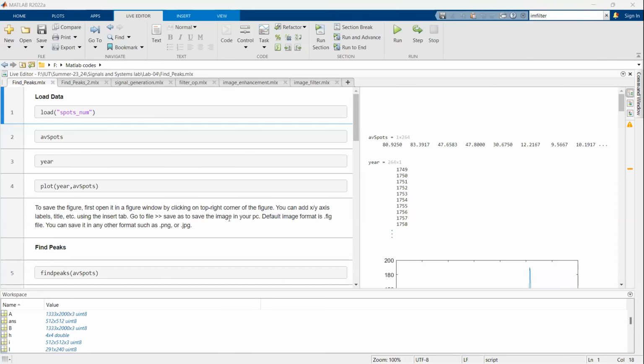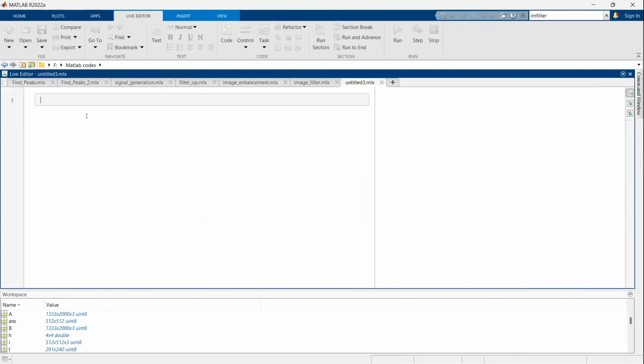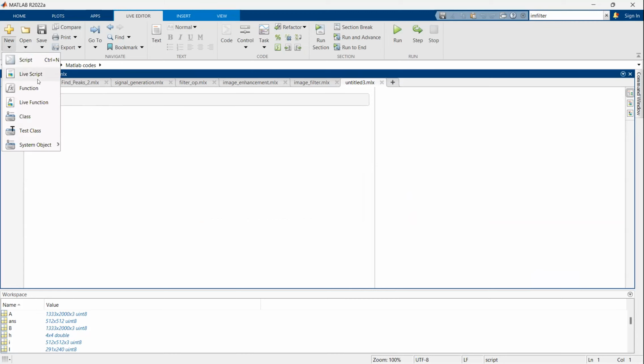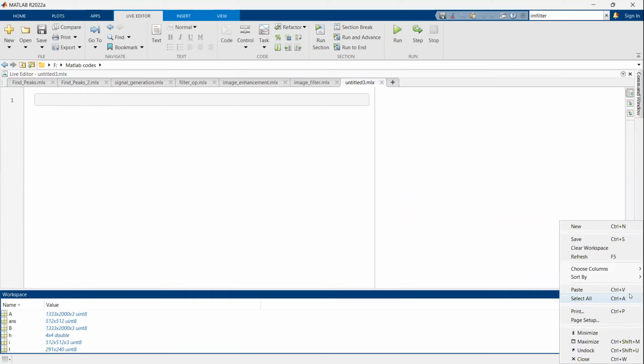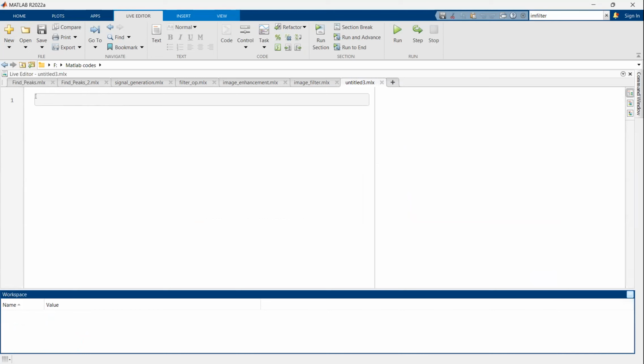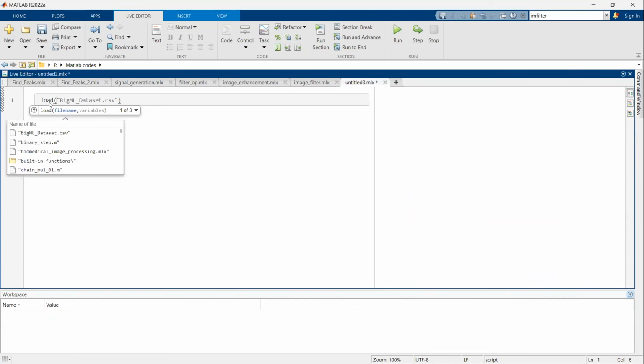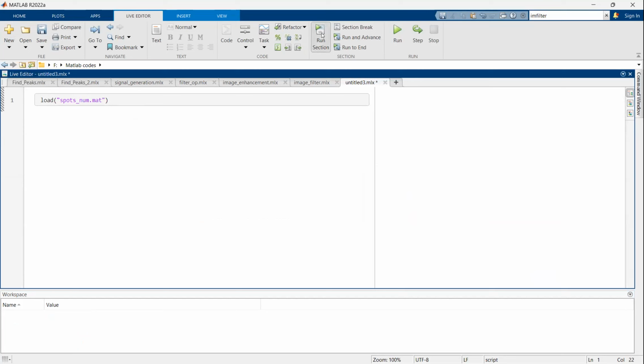Okay, so if you look at your MATLAB, try to open an MLX file. Not in the normal MATLAB tab. You can create a live script this way. To create a live script, let me clear all these variables here. If I write load spots now and just run it, you see this is the run section. Two variables are created here. One is your AV spots in the workspace, and the other is your year.